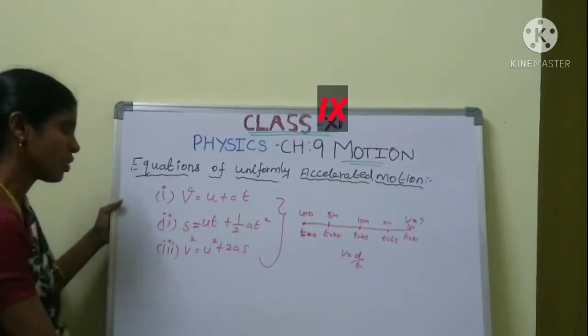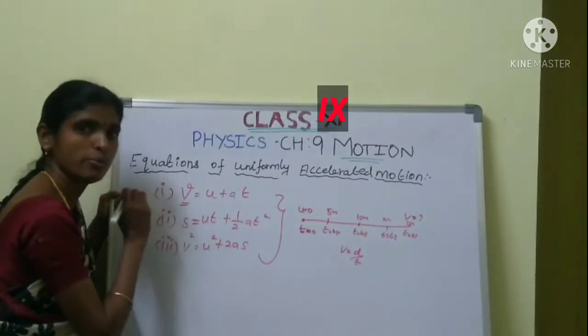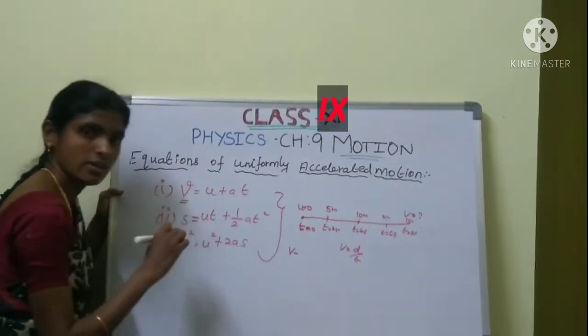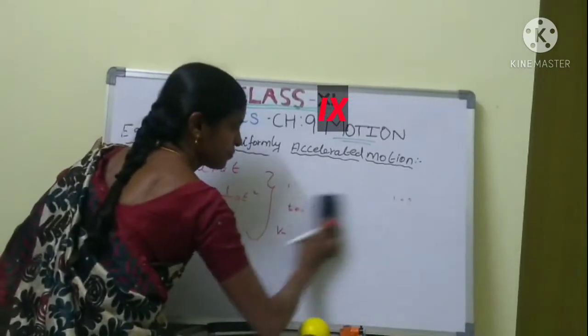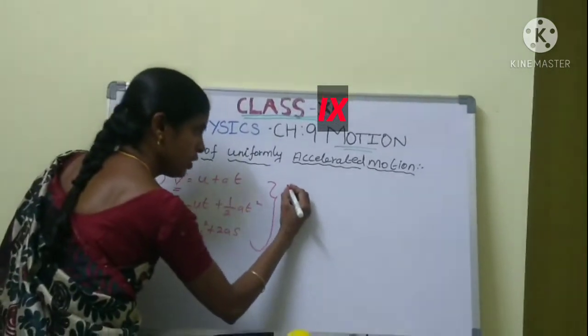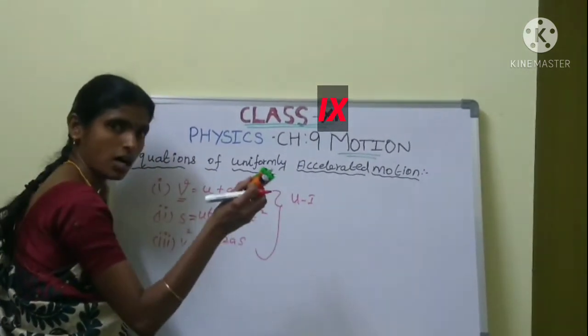Okay, are you clear? Now, what is meant by V here? What is meant by U? U is the initial velocity. Let us consider the car.